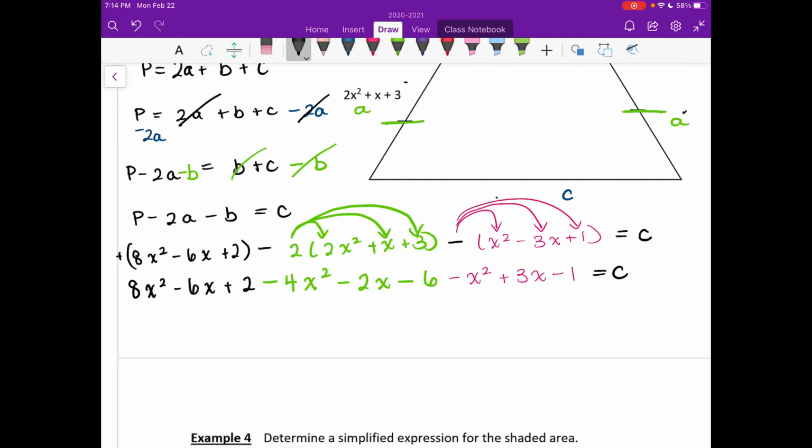Now that all of our brackets have disappeared, we can start collecting like terms. We'll collect this one first. Let's collect all of our x squareds and write them out. So 8x squared minus 4x squared, and I'm going to put that in a pink marker. Let's go in and collect all of our x's. Oops, I forgot, this x squared, we forgot that one here.